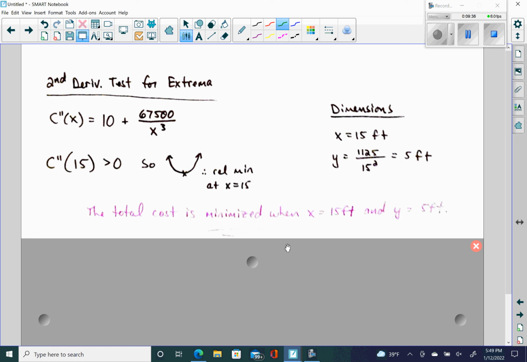Now, it's not really asking for the cost, just when it is minimized. So we just say the total cost is minimized when x is equal to 15 feet and y is equal to 5 feet. But now there's a part B. Give a possible scenario for the cost function in part A.